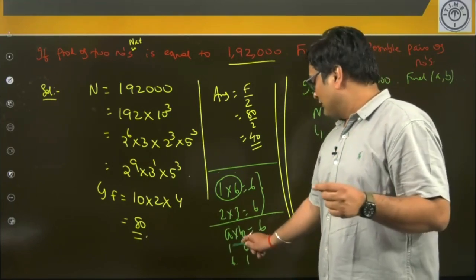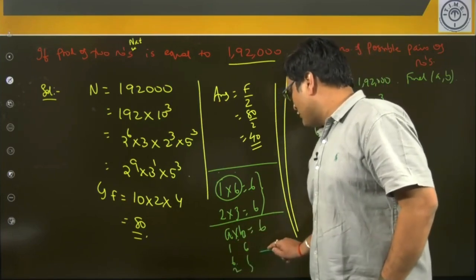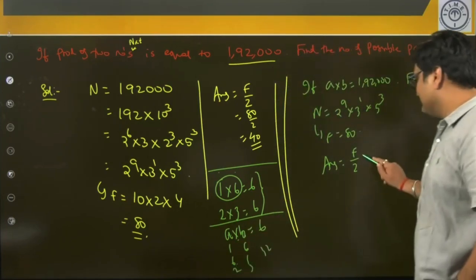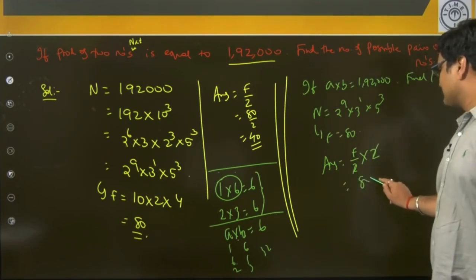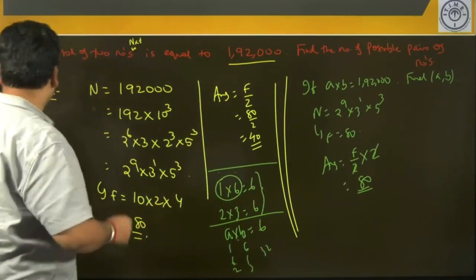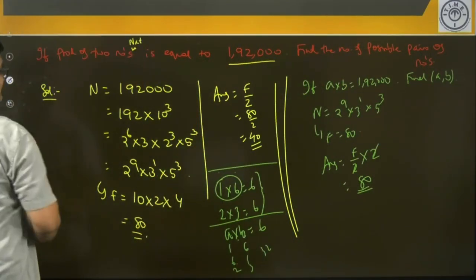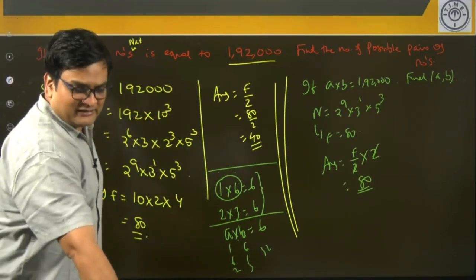So for example, 1 comma 6 is there, 6 comma 1 will also be there, 2 comma 3 is there, 3 comma 2 will also be there, and hence my answer here will be doubled. So my answer will be equal to the number of factors, which is 18. So please note this small difference that we have in case of this problem. I hope we are clear with this.